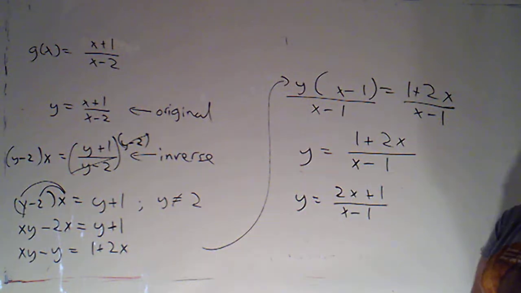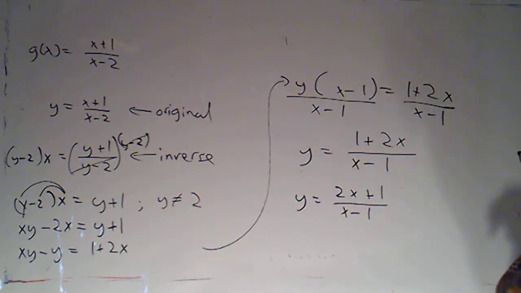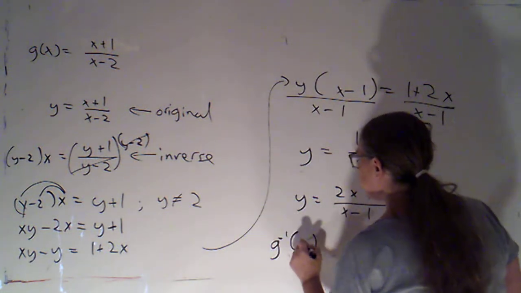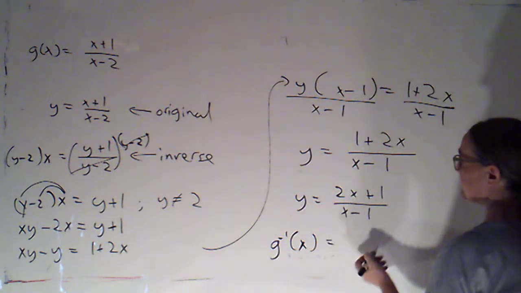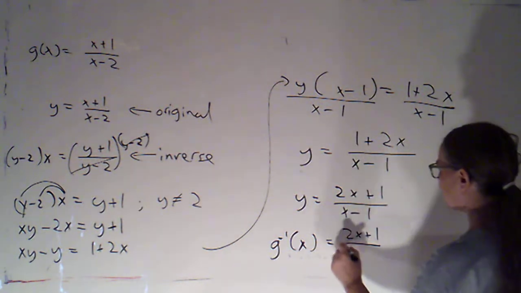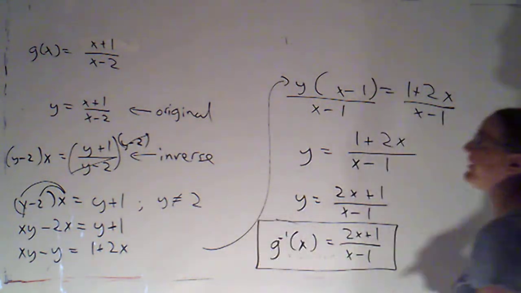I'm not quite done. I found myself a formula. I want to just write it using inverse function notation. So the original function was g, so I would say this is now g inverse of x is 2x plus 1, or 1 plus 2x, the order there doesn't matter, over x minus 1. And that would be my final answer there.